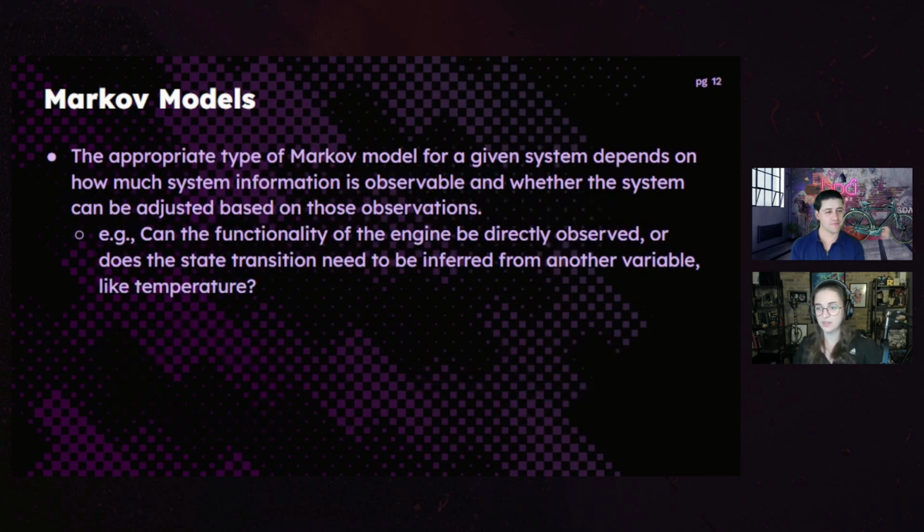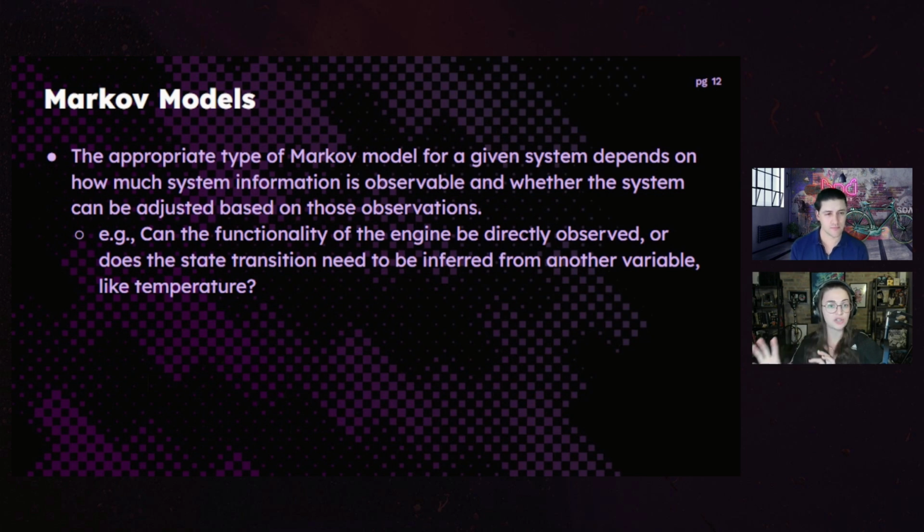Okay, good. Thanks. So that is what Markov models are, but there are different classes of Markov models, and the type of model that you're really going to use depends on what system you're working with, how much information about that system is observable, and also whether the system can actually be adjusted based on those observations. So for example, can the functionality of the engine be directly observed, or does this state transition between operational and in need of repair have to be inferred by another variable like temperature? Is this operational variable directly observable, or do we need to infer that the engine is most likely not operational because of some other variable that we can observe, like maybe fluid detection, or fluid levels? Make sense? Yes. And then as well, can we modify the system based on that information?